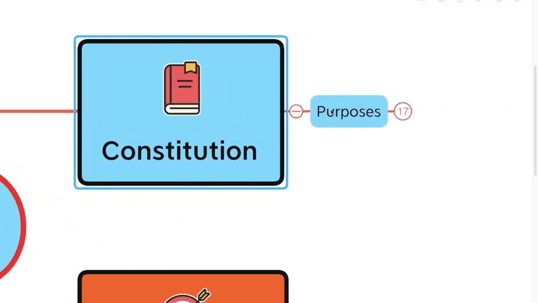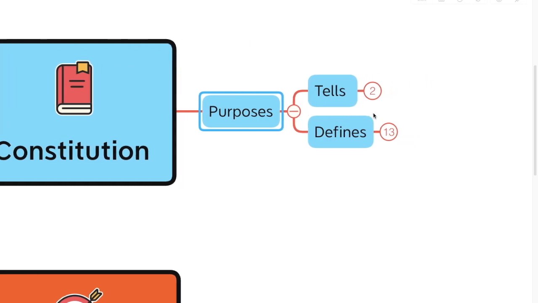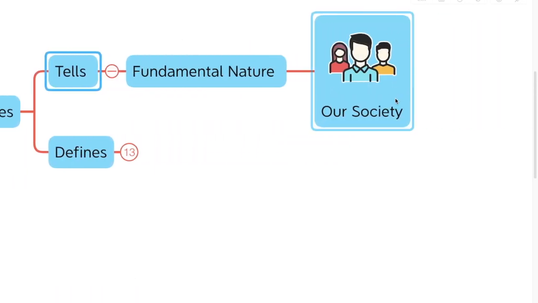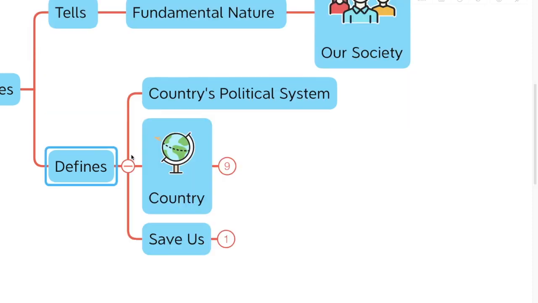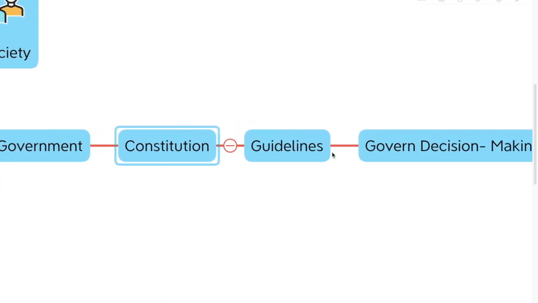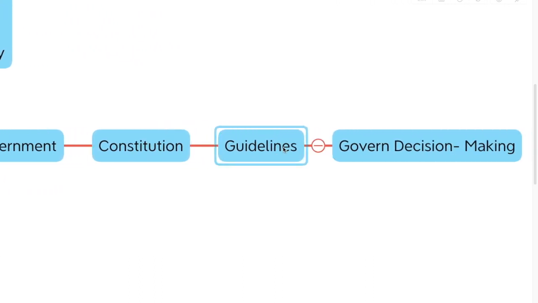The Constitution serves mainly two purposes. First, it tells the fundamental nature of our society. Secondly, it defines the country's political system. In a democratic government, the Constitution serves as a guideline for the government to make their decisions.